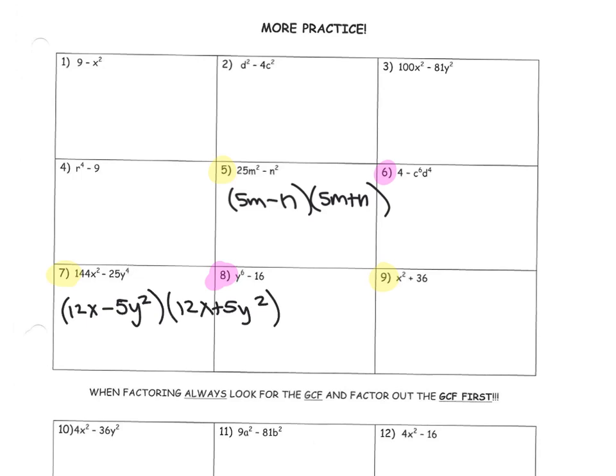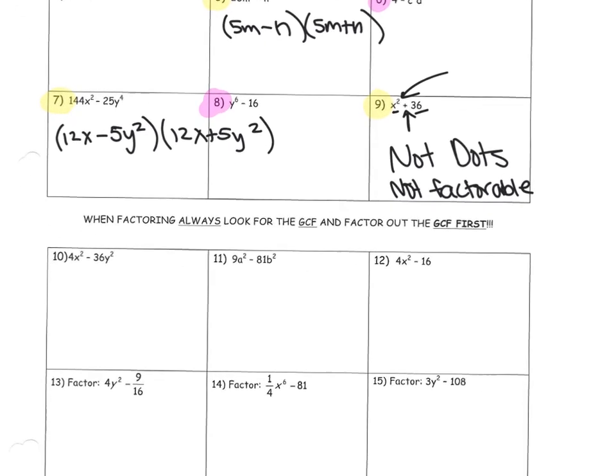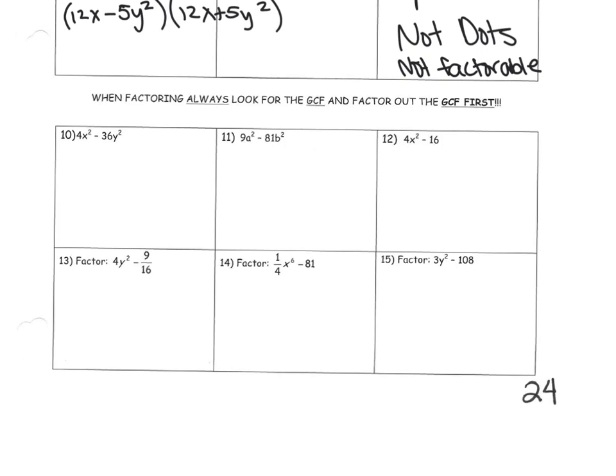And lastly, I will do question 9 with you guys, and you guys are going to do 6 and 8. So I've got two perfect squares, good. I've got even exponent. I have two terms, but there's addition in the middle, so this is not dots. It's not factorable. Okay, great. Let's just take a look at the bottom of this page, and then we are done, guys. We are all done for the day.